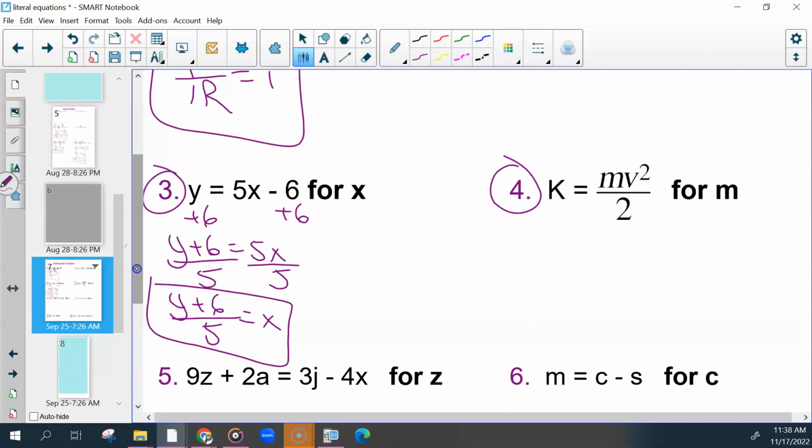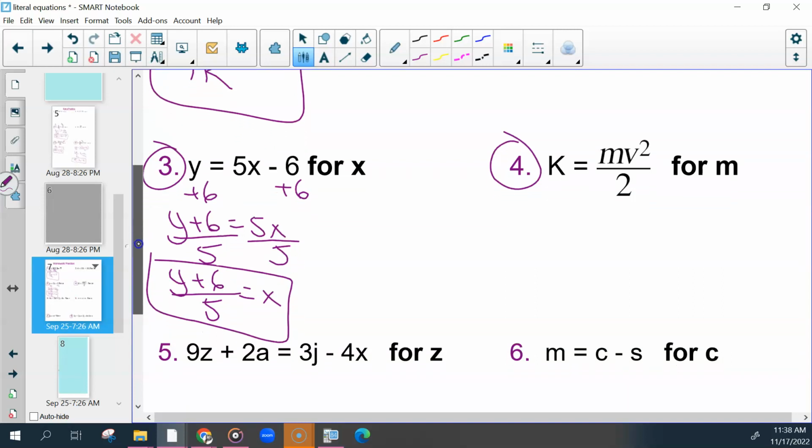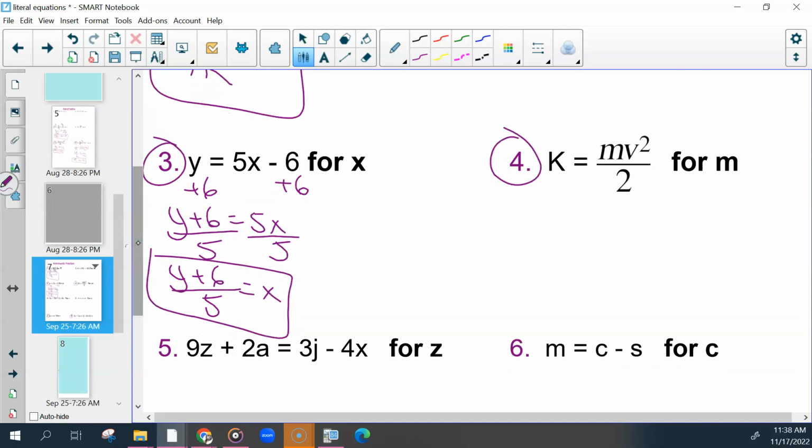Alright, number 4, we are trying to get m by itself. What would we do first? So the 2's would cancel. We have 2k equals mv squared. M is being multiplied to v. V is being squared. So we just need to get rid of v squared. How would we do that?